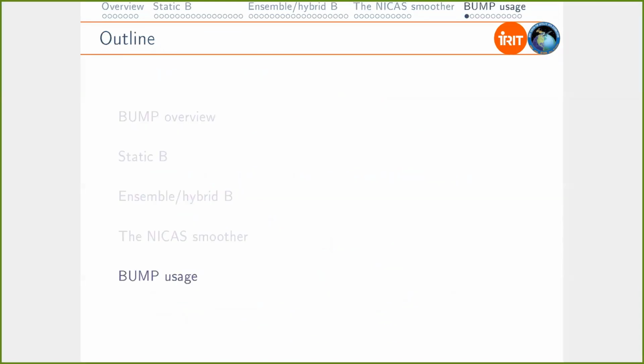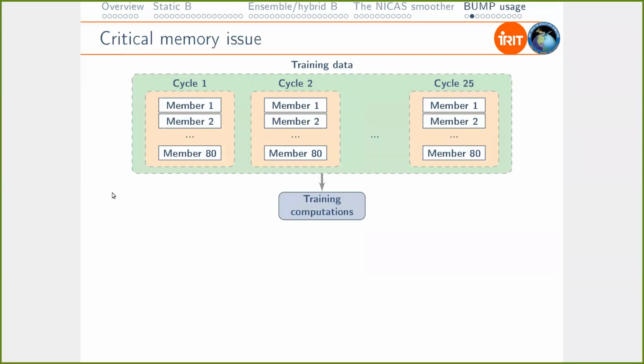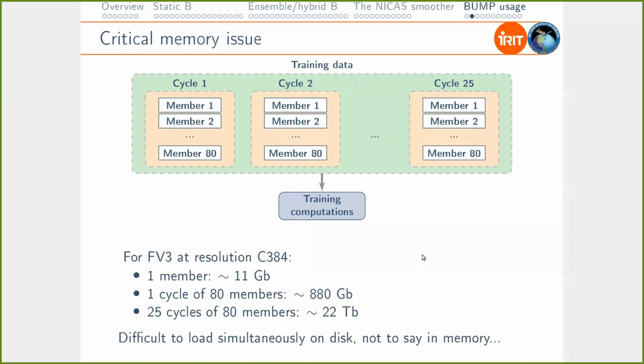Okay, so finally, I'll talk about the BUMP usage. We have a critical memory issue when we want to do the training with a lot of members. Here, for instance, I have ensembles of 80 members over maybe 25 cycles. And if I want to do the training computations directly, I have a problem because for the FV3 system, at operational resolution C384, one member is 11 gigs, one cycle of 80 members is 880 gigabytes. And if I have 20 cycles, it's about 22 terabytes.